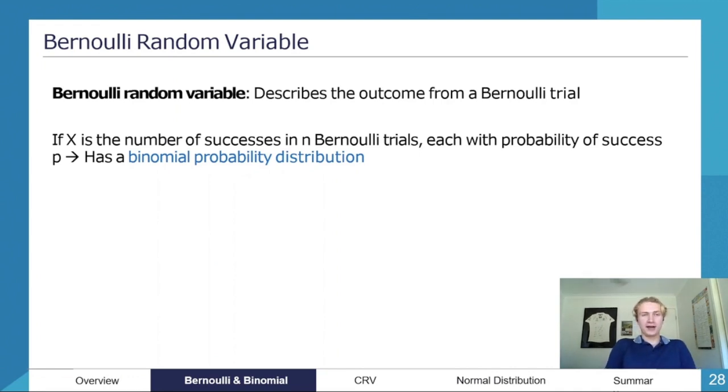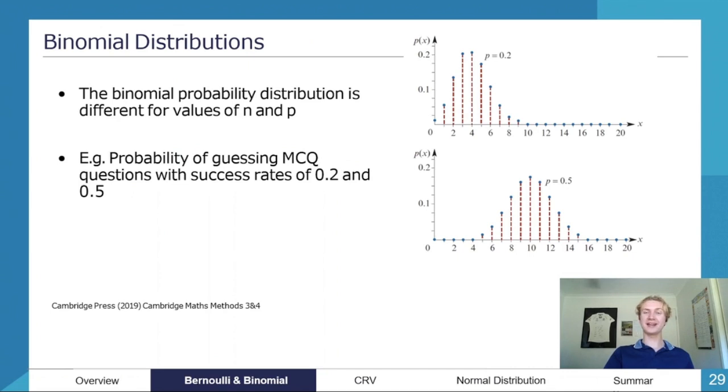Okay, so a Bernoulli random variable describes the outcome from a Bernoulli trial. So if x is the number of successes in n number of Bernoulli trials, each with the probability of success of p, that means we've got a binomial probability distribution. So we can actually graph this, the probability and outcomes of x. So binomial distributions we represent like this.